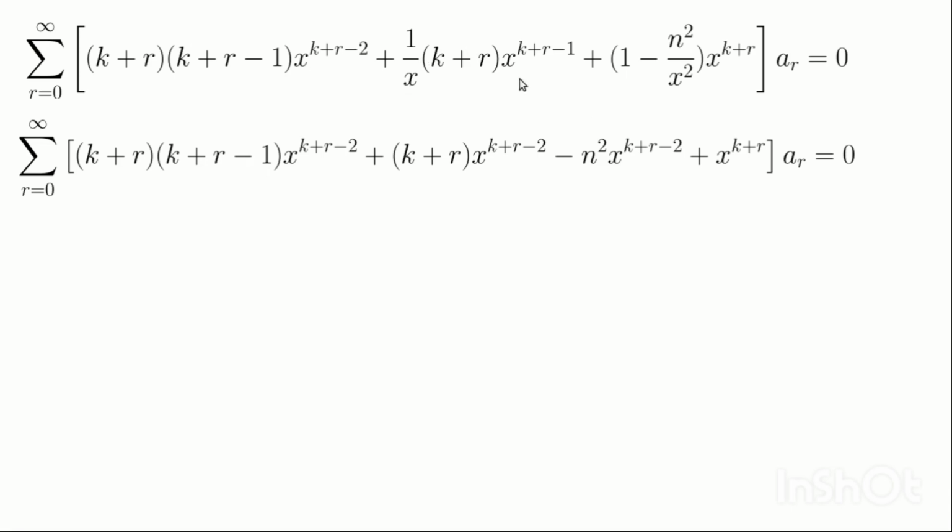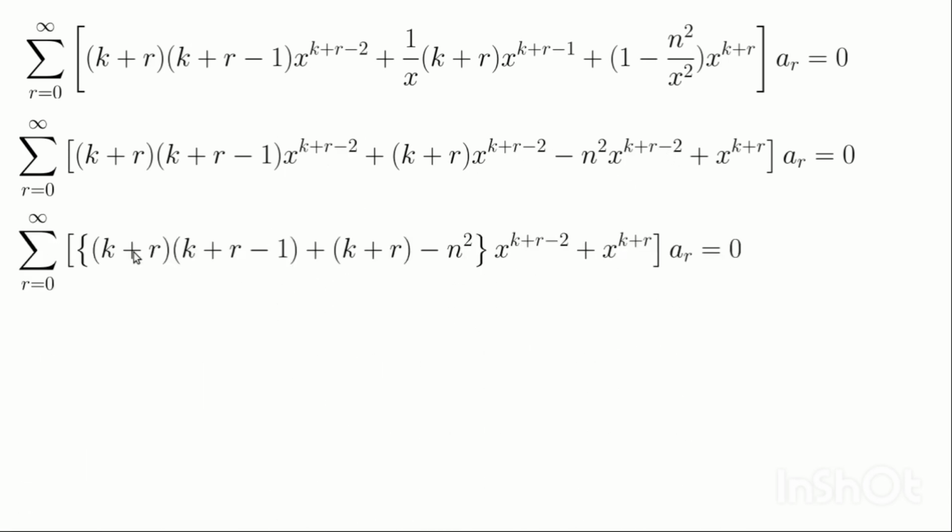The x squared will make this one reduce to k plus r minus 2. Then we have 1 times this, which will give us this. This minus n squared times this will give us this expression, which will reduce this one to minus 2 also. From this point, we can factorize our x, which is raised to k plus r minus 2, since it is the same here and the same here. We can bring them together to give us this expression.